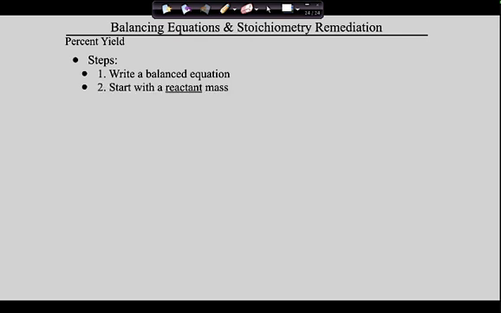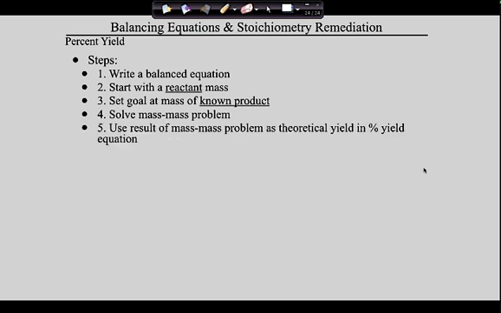Once we have the balanced equation written, we will always start with the mass of a reactant. Then we will set our goal at the mass of what we call the known product, the product that we know how much we produced. Then we'll solve the mass-mass problem, just like we did on the previous slide, and then finally we'll take the result of that mass-mass problem and use it as the theoretical yield in our percent yield equation.